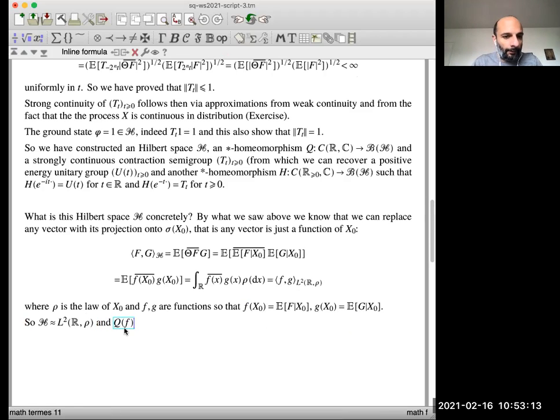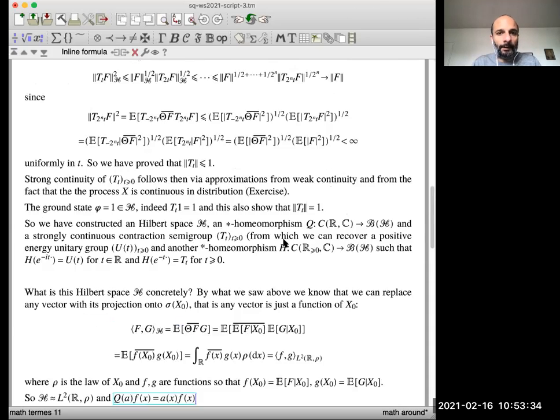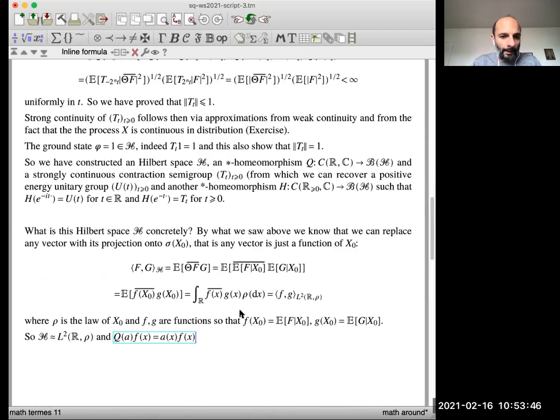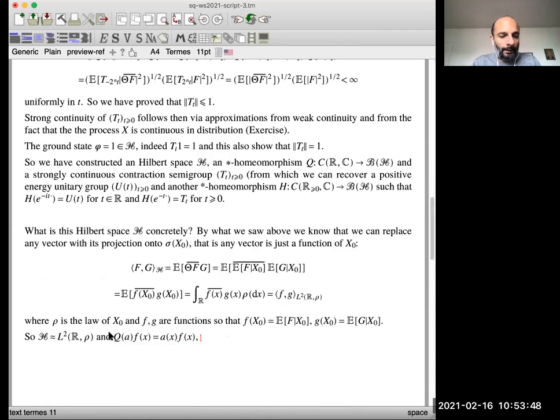Now, how does the operator Q act? Very simply. Q acts as just multiplication. I remember that Q was acting as multiplication with the time 0 field. So let me go back and remind you how Q was acting. Q was acting just by multiplying by time 0. So when you take the conditional expectation, it just remains the same operator. So the observable acts as multiplication in the variable, as you would expect.